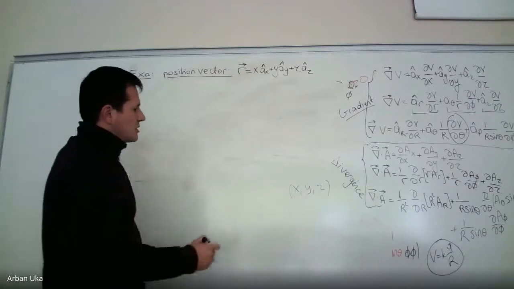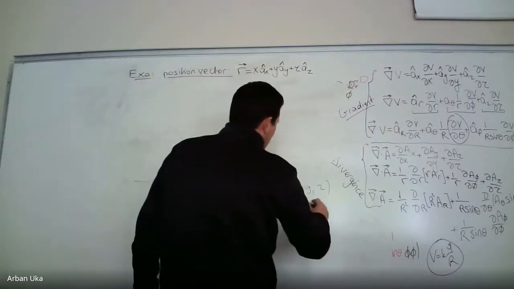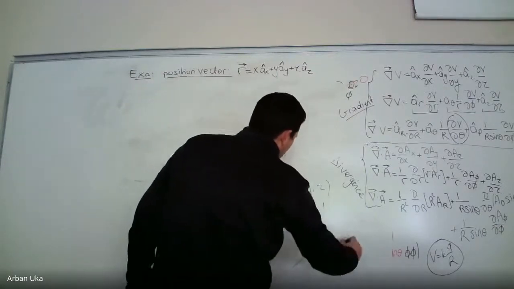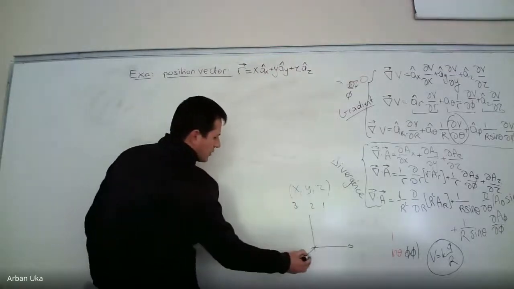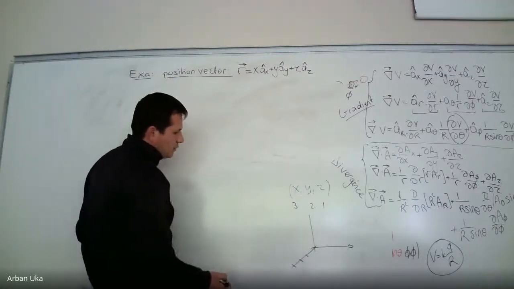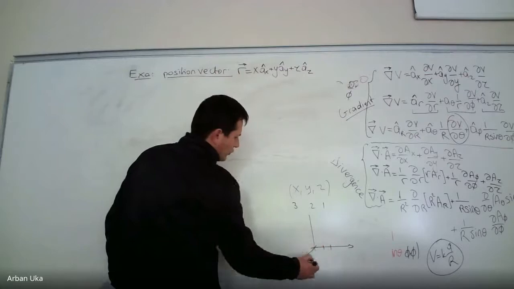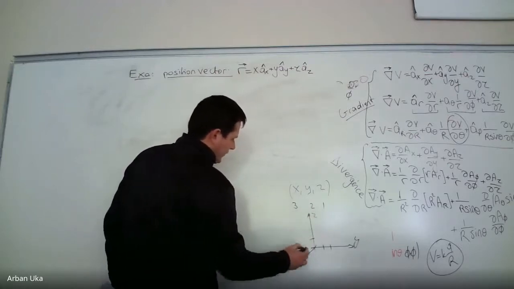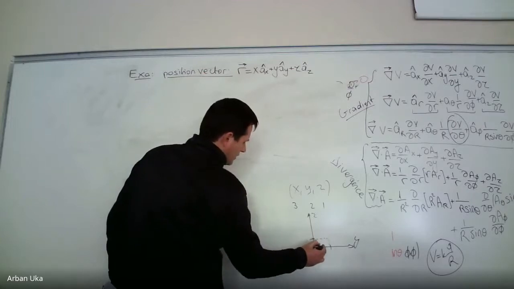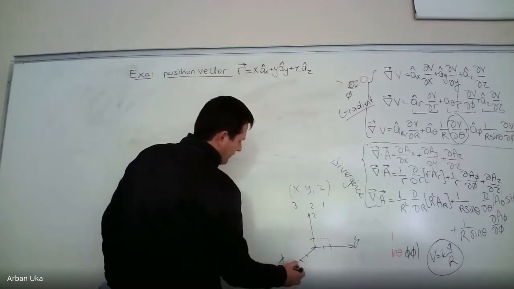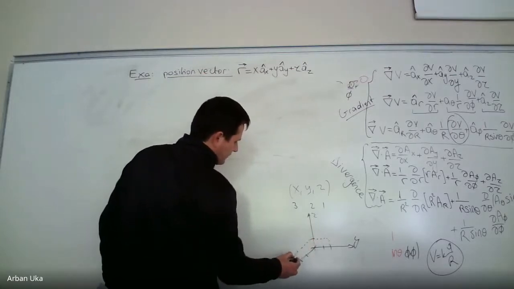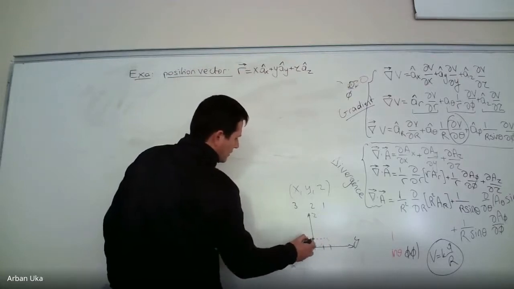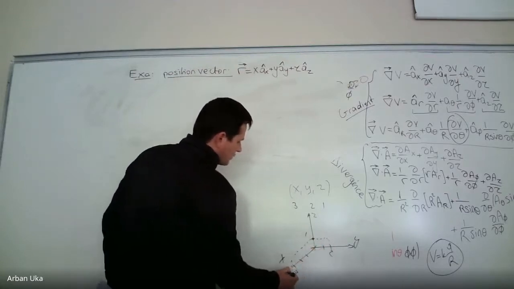So how can we do this? This can be 3, 2, 1. What does this correspond to? This corresponds to 3 units along the x, 2 units along the y, and 1 unit along the z. Anyway, so this is 1, this was 2, and this was 3.